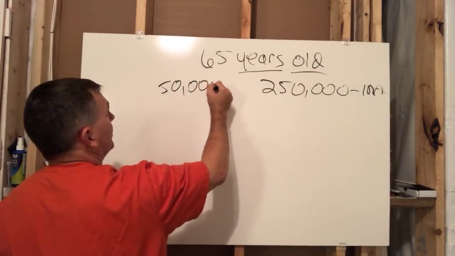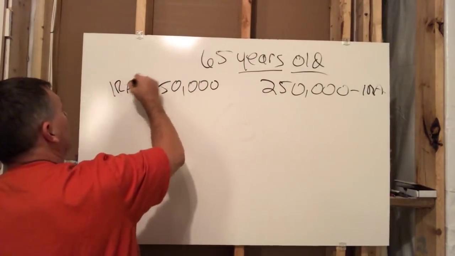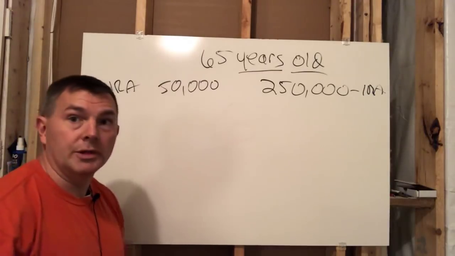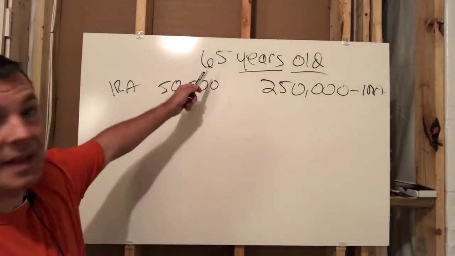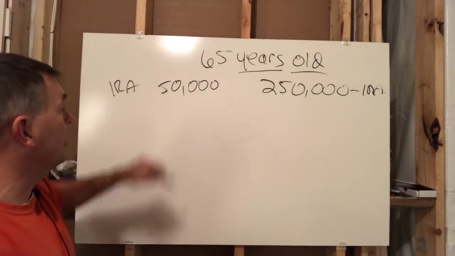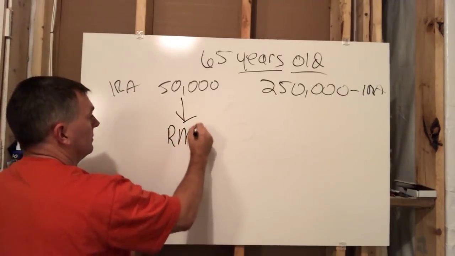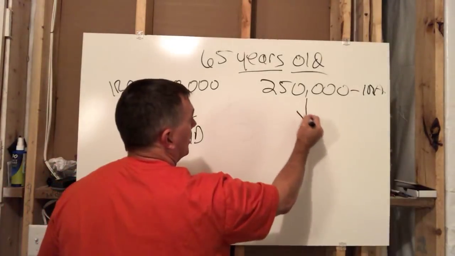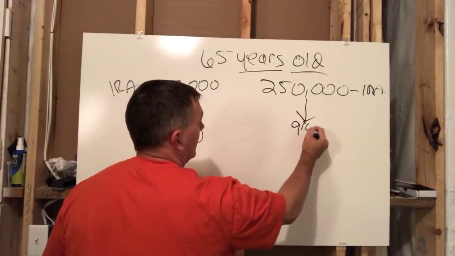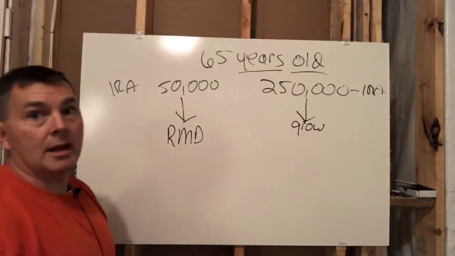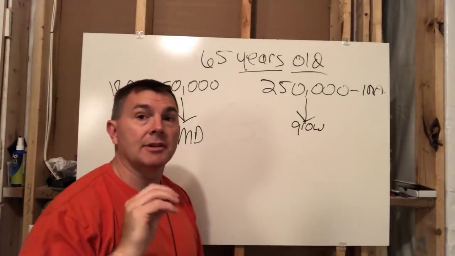And there's a reason I'm splitting these two up. What you can do in these two IRAs, once you hit 70, is take your RMDs from one and just let the other grow and grow and grow. Now, with the 401k or 403b, you can't do that. You have to take your RMD.